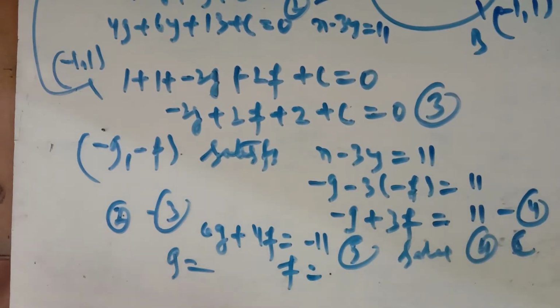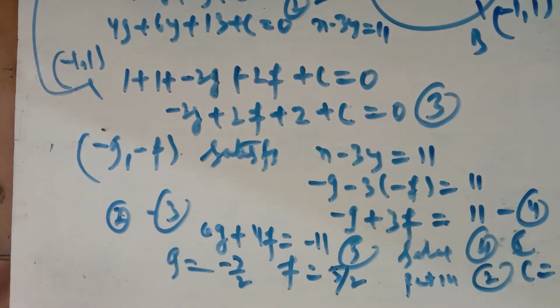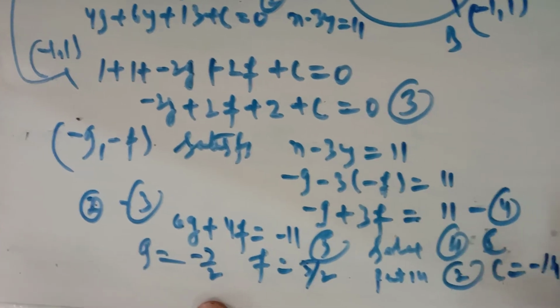You will get the value of f as 5 upon 2 and the value of g as -7 upon 2. This is the value of g and f. You take your time to find the values of g and f. When you put these in either equation 3 or 2, you will get the value of c. Put in equation number 2, you will get the value of c as -14.